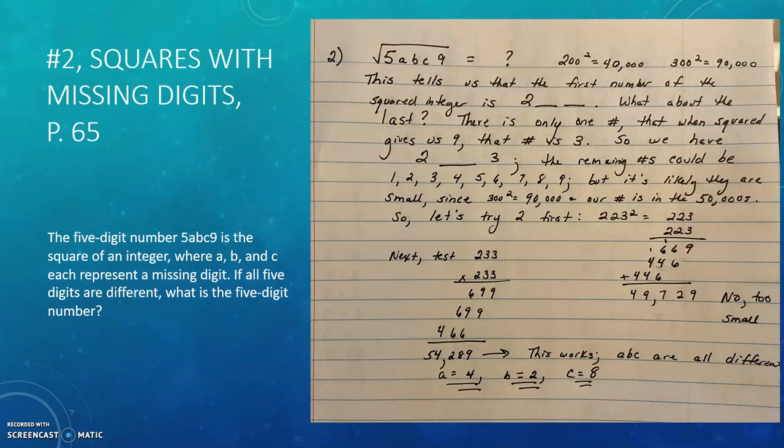54,289. The A, the B, and the C were all different, which is the criterion the problem said. A would be 4, the B would be 2, and the C would be 8. And that's the solution to number 2.